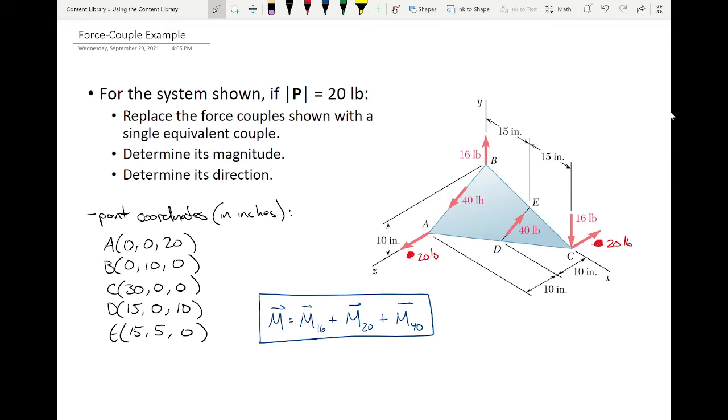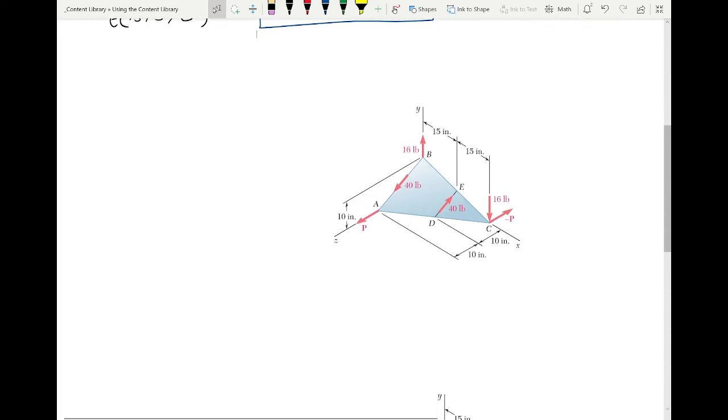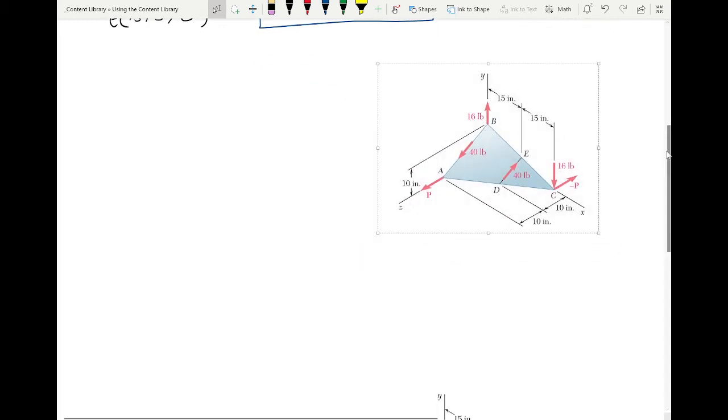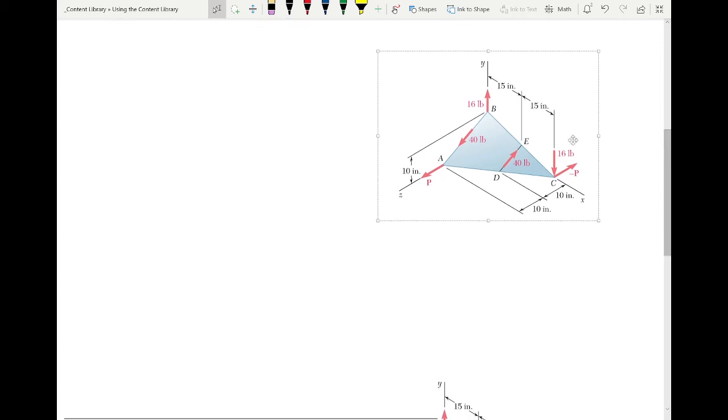right. Everybody good? And don't worry, this schematic here, I've got it repeating over and over again, so we don't have to keep doing this. Okay, so what we're going to do is take each couple one at a time. Let's put this over here. And so I'm going to start with the 16-pound force couple.